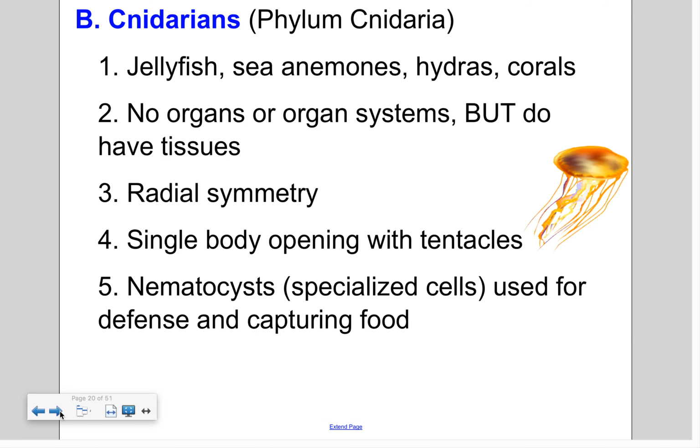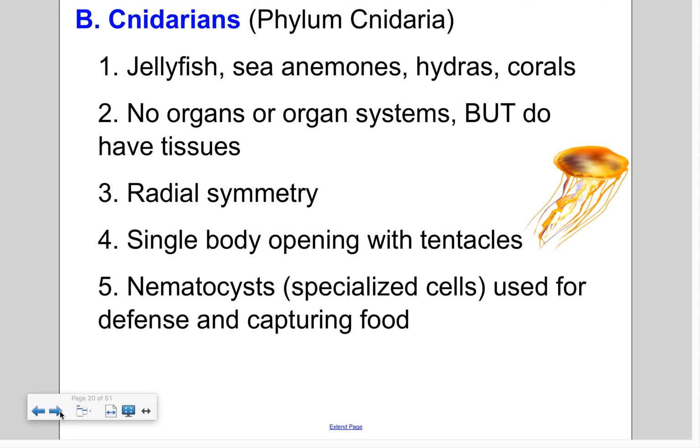Another phylum, Cnidaria, also known as cnidarians. These are the jellyfish, the sea anemones, the hydras, and the corals. But the jellyfish are probably the big ones. They don't have any organs or organ systems, but they do have specialized tissues, and I'm going to talk about those on the next slide. They have radial symmetry. They have a single body with a bunch of tentacles. And this is where they have specialized cells.